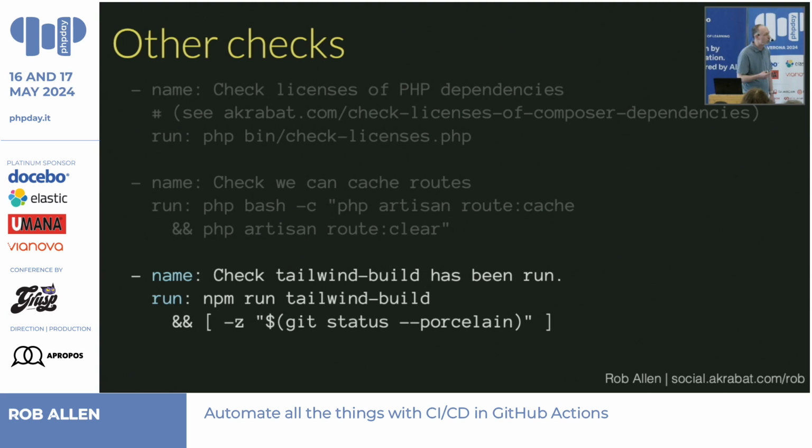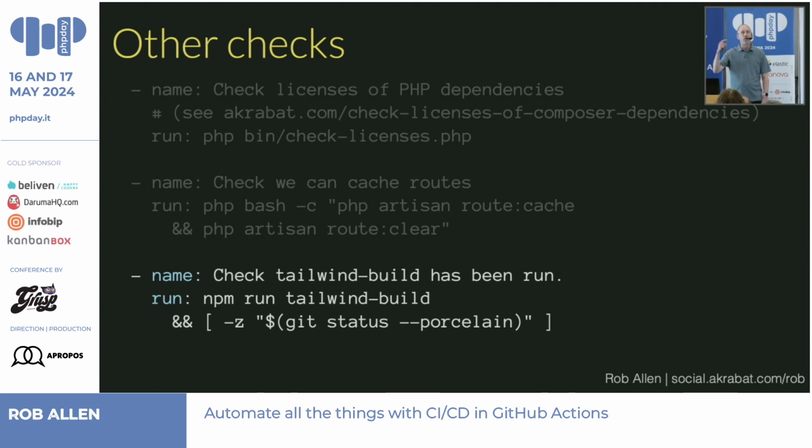Specifically in this case, tailwind build. Tailwind build will generate the CSS files. So if they are not in Git already, what will happen is you'll end up with modified Git files.